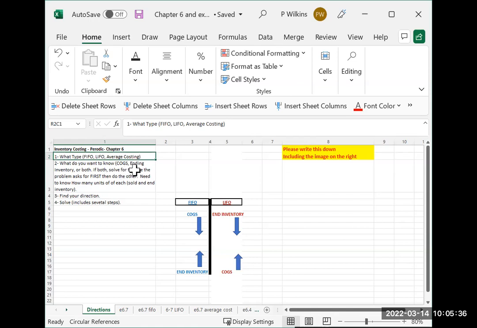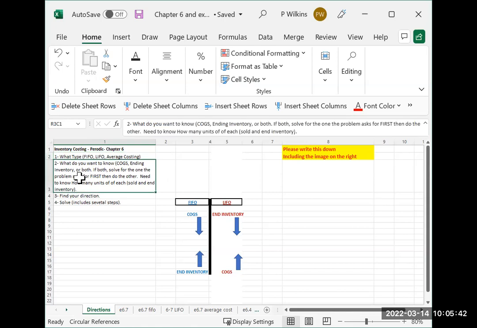Number one is what type? So what type do you want to know? Do you want to know FIFO, LIFO, or average costing? The second one is what do you want to know? Do you want to know the cost of goods sold? Do you want to know the ending inventory, or do you want to know both?